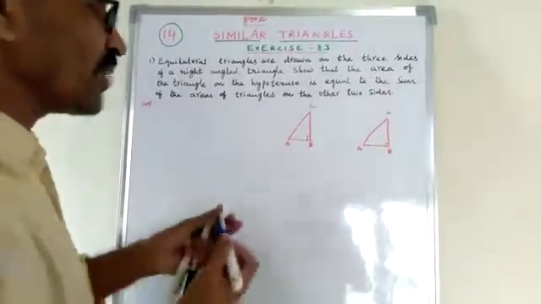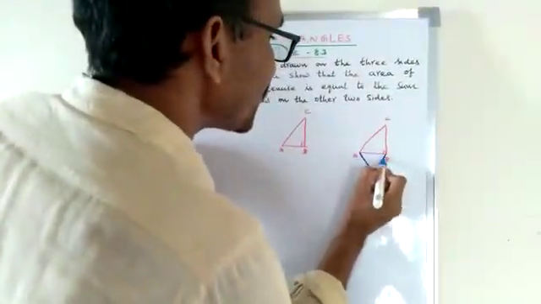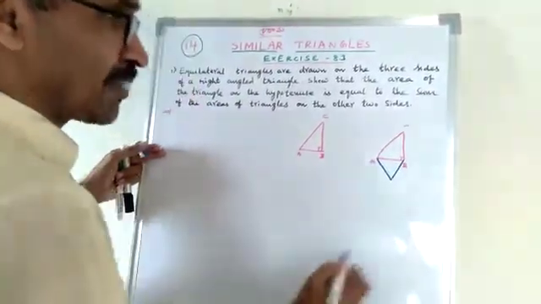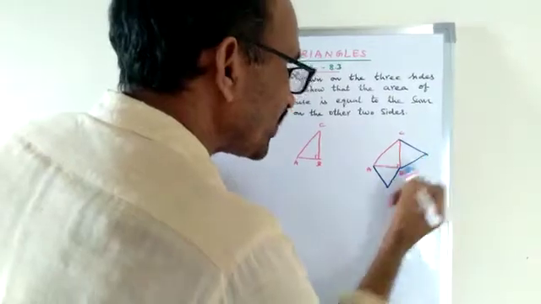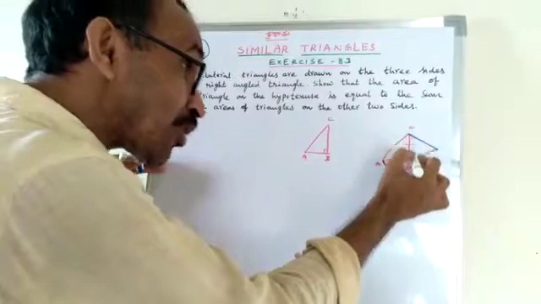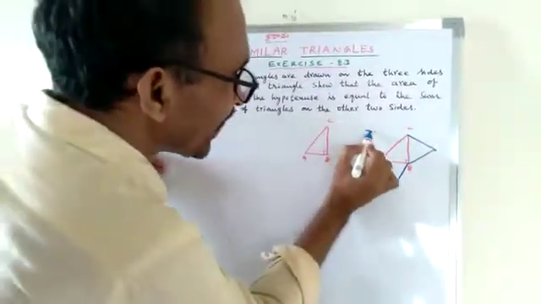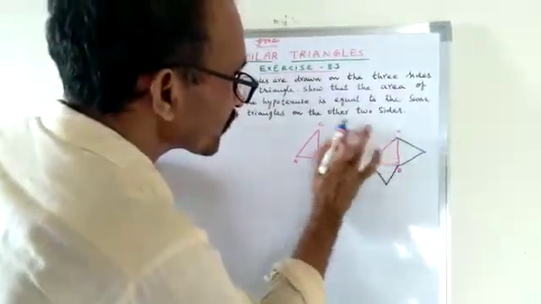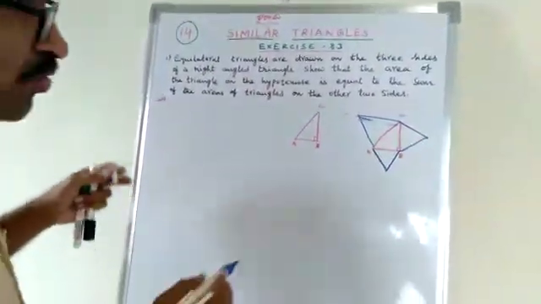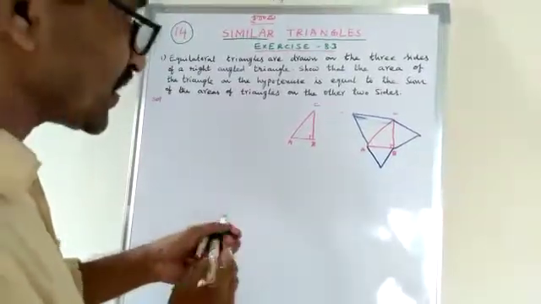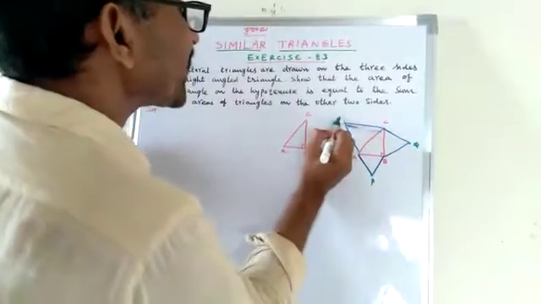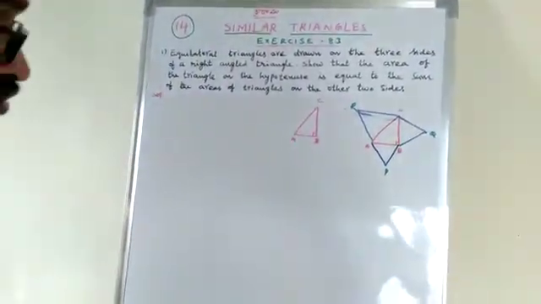See, I'll prove it, watch. This is the equilateral triangle on the side AB. This is another equilateral triangle on the side BC. This is another equilateral triangle on the hypotenuse. I name them: this is P, this is Q, and this is R. Okay, that is so.